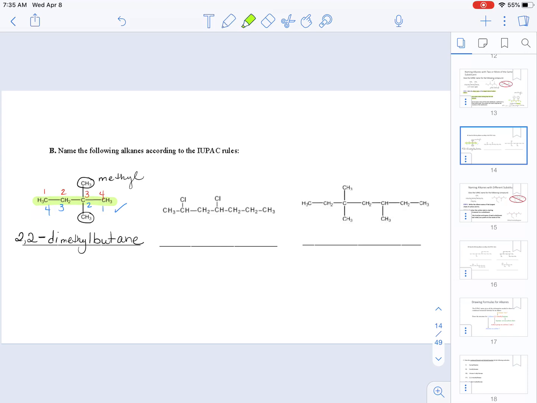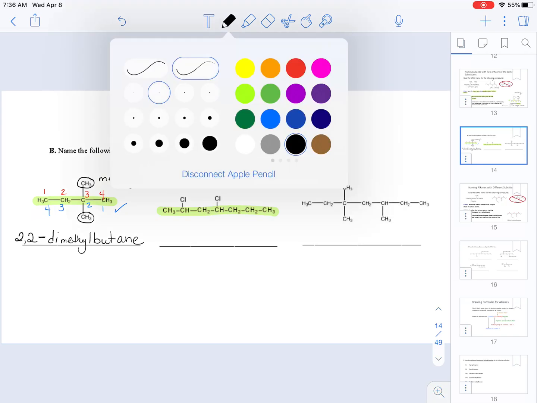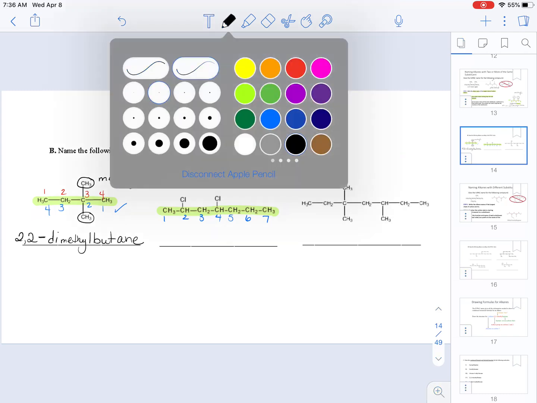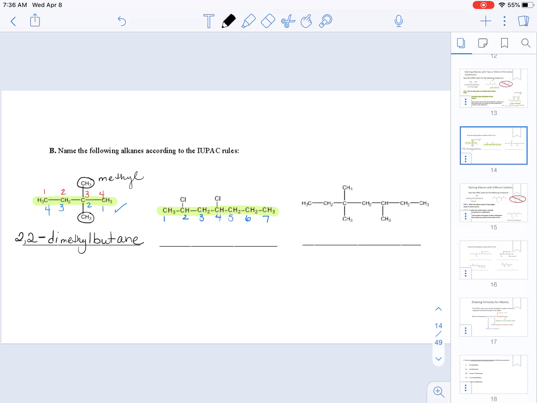Let's go through the second example. We're going to find first the longest carbon chain, which I highlighted in green. Now, I'm going directly into having the lowest numbering for the longest chain. So I'm going to number that longest carbon chain to give the substituents the lowest arrangement of numbers: carbon 1, 2, 3, 4, 5, 6, 7. Since my longest carbon chain has 7 carbons, the prefix for 7 is hept. I have an alkane, so this is heptane.